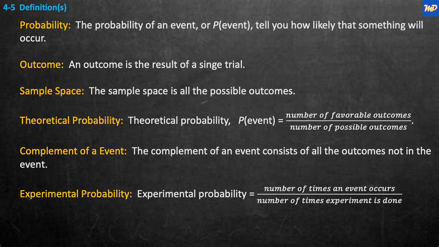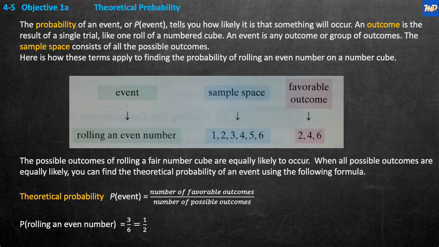Complement of an event. The complement of an event consists of all the outcomes not in the event. And then experimental probability. Experimental probability is the number of times an event occurs divided by the number of times the experiment is done. Okay, let's move on.